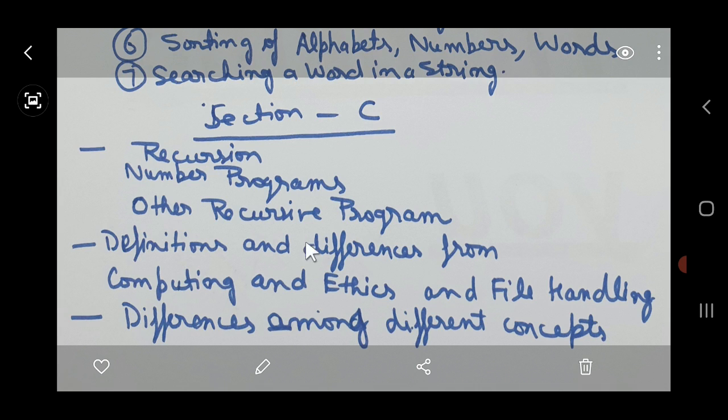So you'll have two questions from this section, and from section B, which is the previous one, you have to do three questions. All right, and one question will be there from definitions and differences from computing and ethics, and file handling, and differences among the different concepts in Java as well, which I have already talked about, like break, continue, constructors, different types of constructors, differences between different search techniques and sorting techniques, difference between constructor and function. All these things, you have to be thorough with that. That is the way you can prepare and revise your syllabus fast.